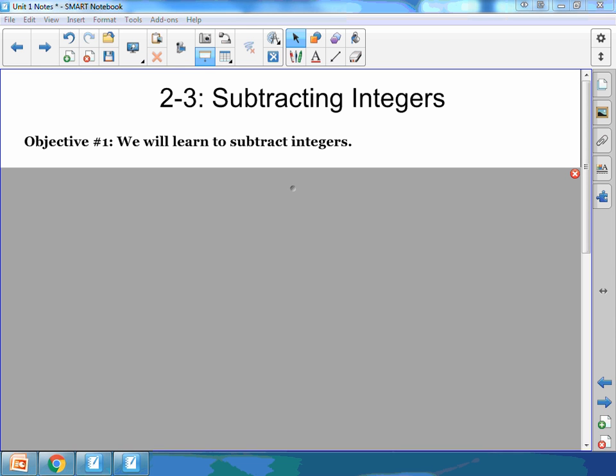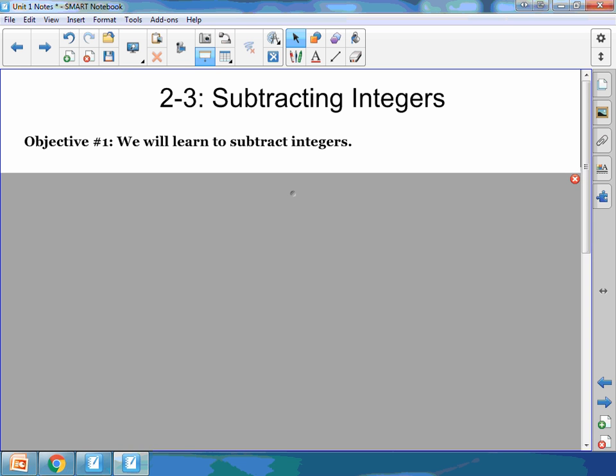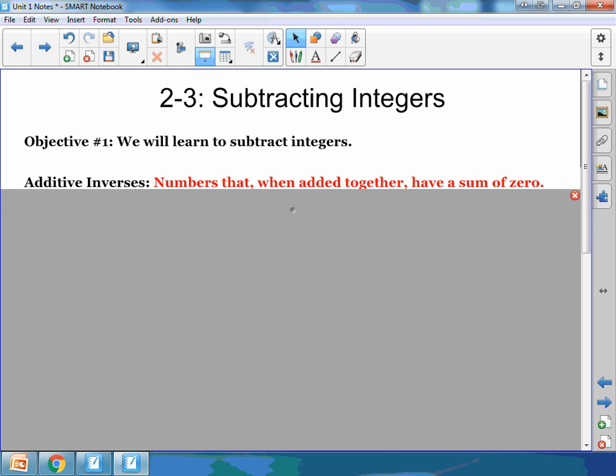About subtracting integers. Building off what we just did. So in your notes, we're going to start off with a vocab term that's very important for us in terms of subtraction, because we're going to use this concept throughout this section, and that is additive inverses.